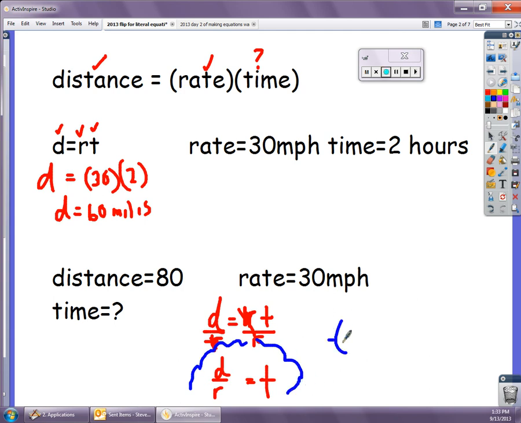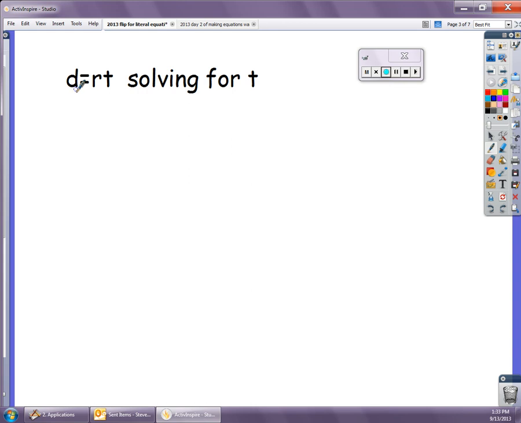I'm just going to turn this around. t equals d divided by r. Now, if I have the distance and I have the rate, I can just plug them in, divide them, and what I'm left with will be the time. And that's all solving for a literal equation is. Let me give you some examples. We just did this one where we divided both sides by r, so we already did that one.